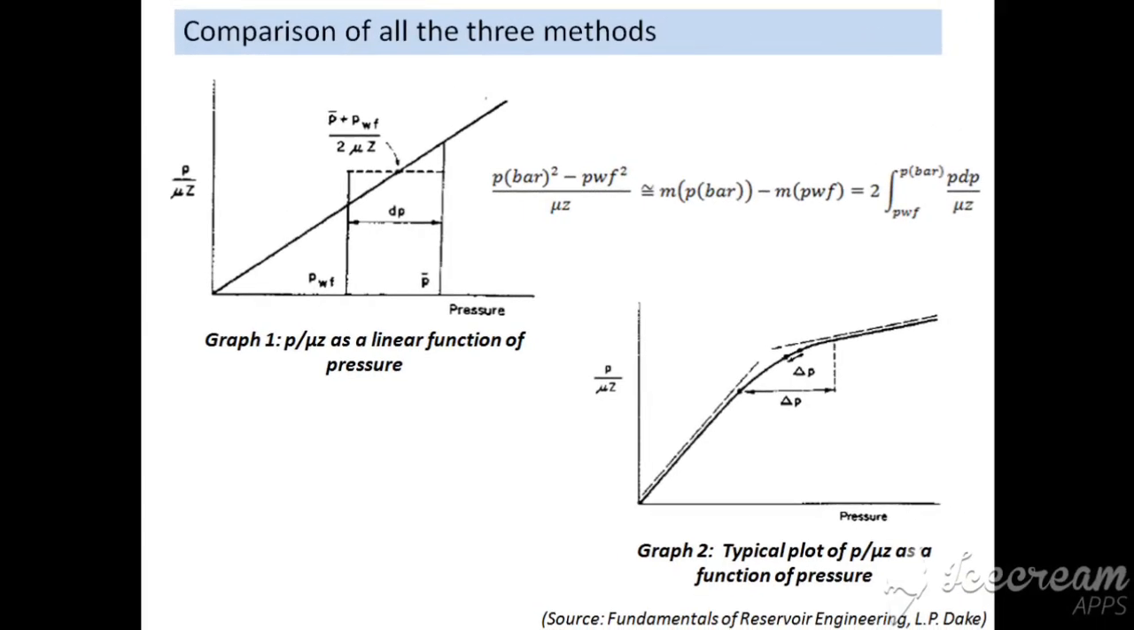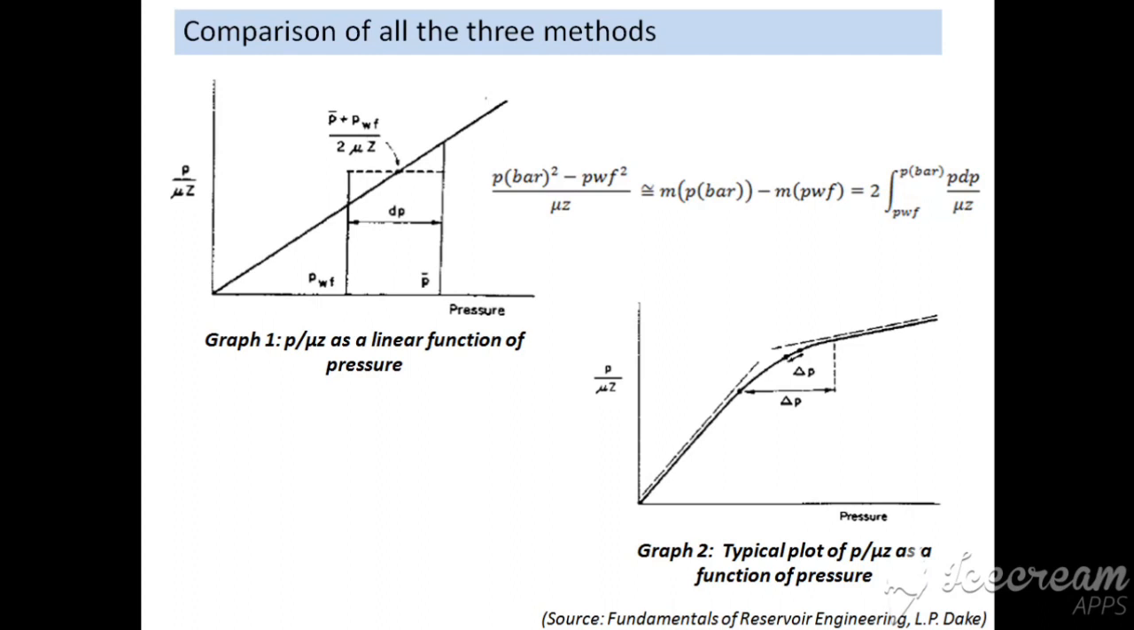As you can see in graph 1, P by mu z is a linear function of the pressure. So linearity can be obtained, or equality can be set up, between two of the methods: the MP bar minus MPWF that we initially derived, that is, the real gas potential terms, will be equal to the P bar square minus PWF square terms. So you can see how the square terms are related to the gas potentials. The area under that curve gives you the integration from PWF to P bar of P dP by mu z. This is the theoretical idea.